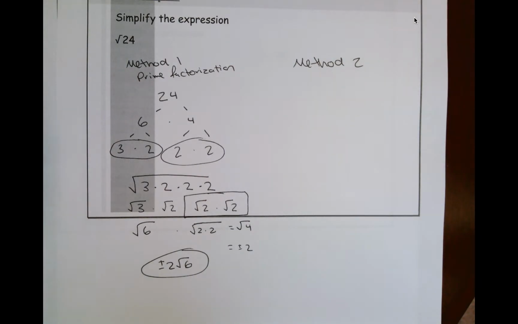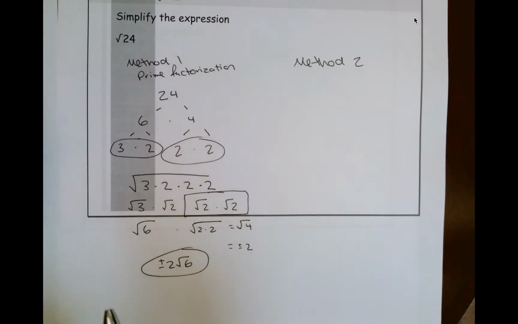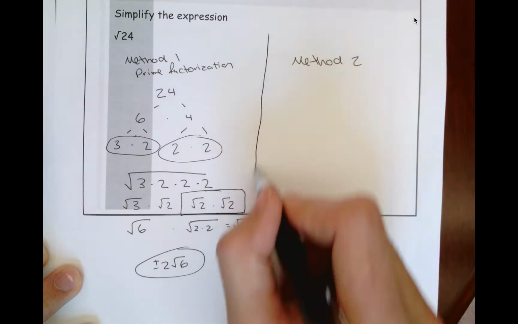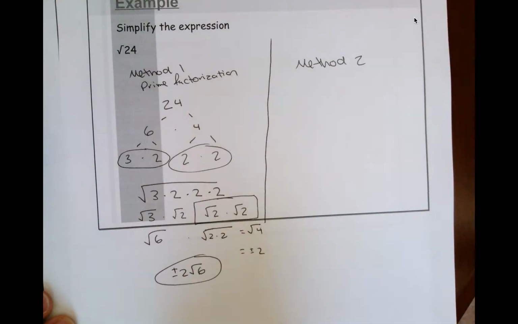Now, if I plug this into the calculator, I would get the same exact answer as if I plugged in square root of 24. Just a different way. Again, this is a more precise method for breaking down square roots. This is the long method.